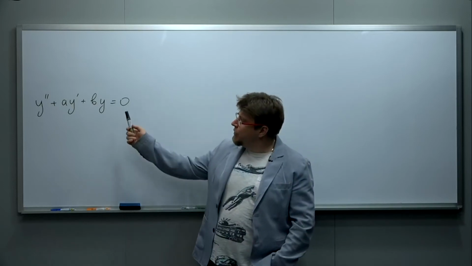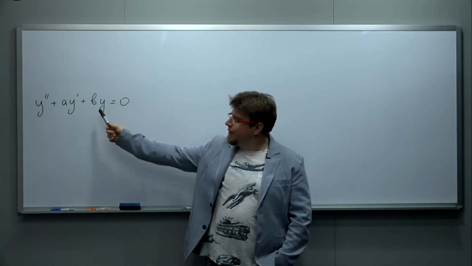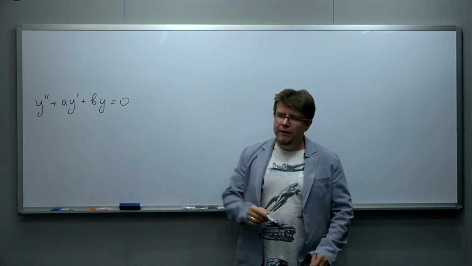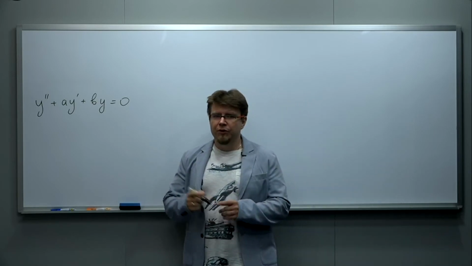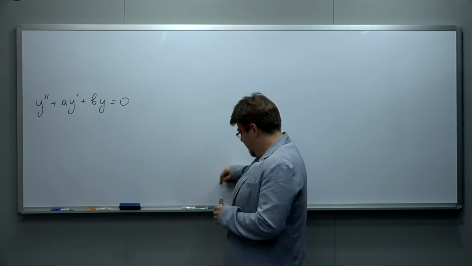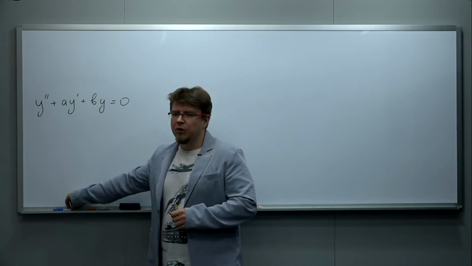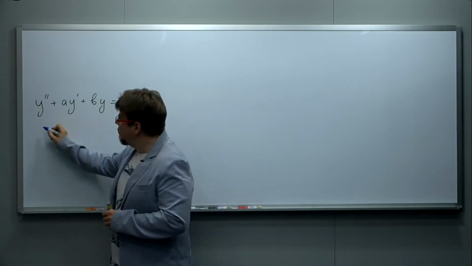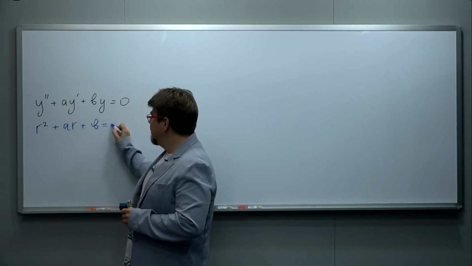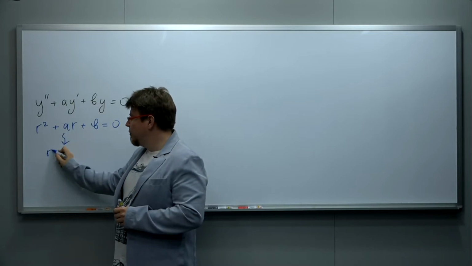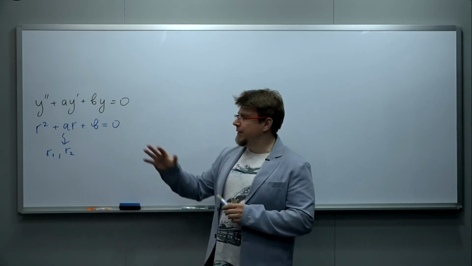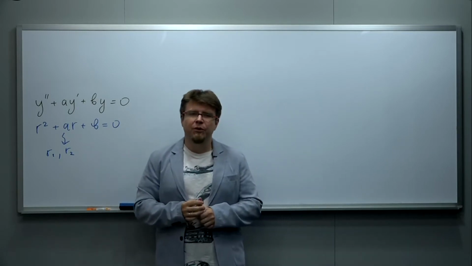So how do we determine the behavior of solutions of a second order linear homogeneous differential equation with constant coefficients? Recall that in order to solve this differential equation, we need to write down the corresponding characteristic equation first, and then we look at its solutions. The characteristic equation is r squared plus ar plus b equals 0, and then we solve it. We find the roots of the characteristic equation, r1 and r2, and they tell us what the general solution of the differential equation is.